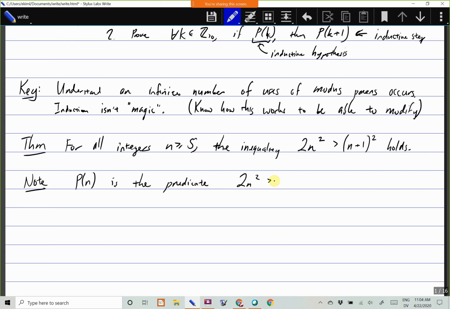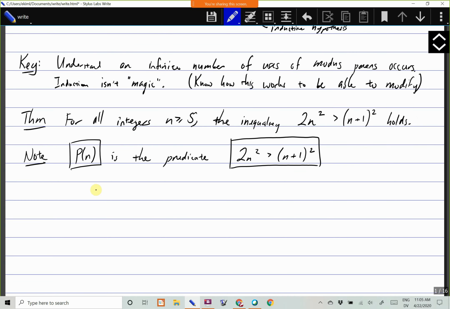2n squared greater than (n plus 1) quantity squared. So this boxed thing right there is the predicate P of n for this problem. Because the theorem doesn't start for all integers n greater than or equal to 1, but rather 5, the base case is different, right? So in starting the proof, the base case is to prove P of 5 being true on its own, right?